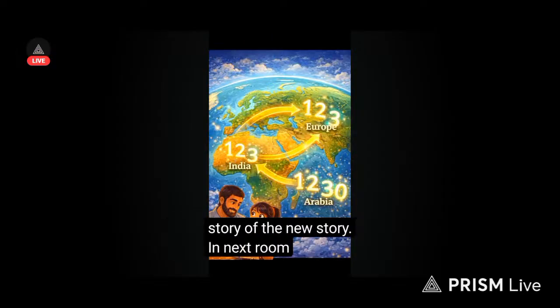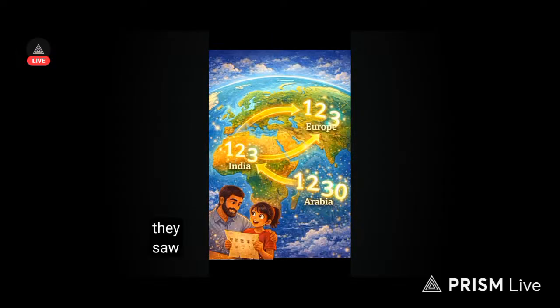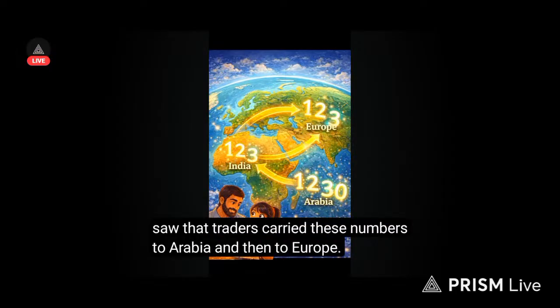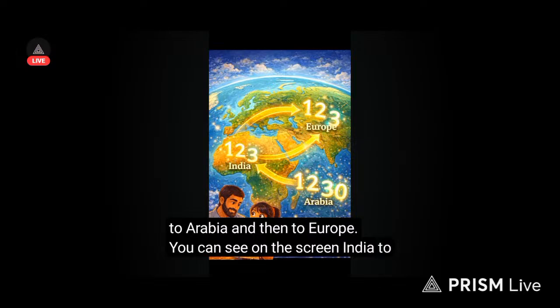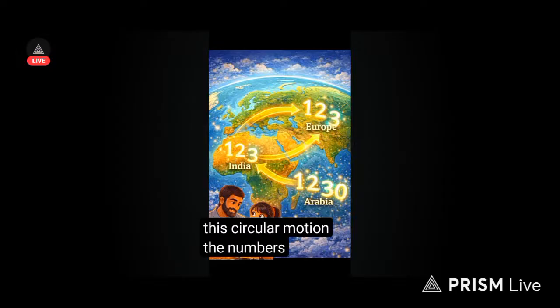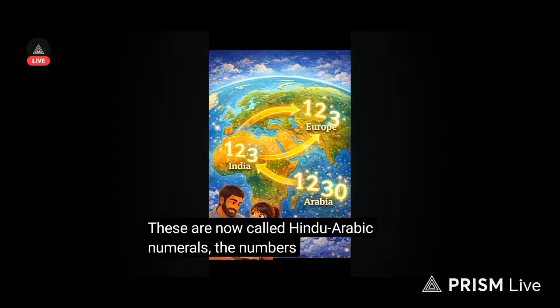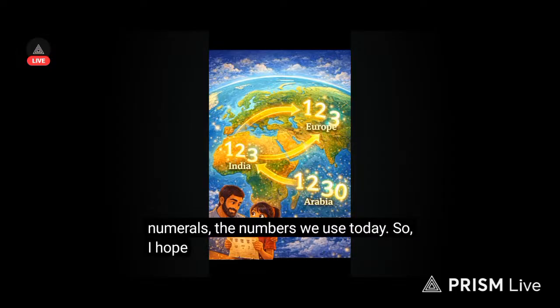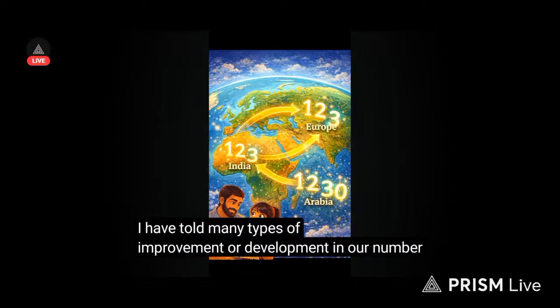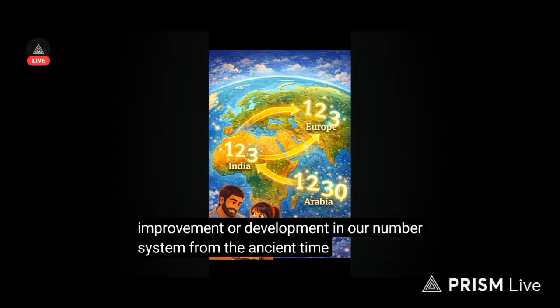In the next room, they saw that traders carried these numbers to Arabia and then to Europe. You can see on the screen India to Arabia, India to Europe, and this circular motion, the numbers moved on. These are now called Hindu-Arabic numerals, the numbers we use today. So, I hope I have told many types of improvement or development in our number system from the ancient time till now.